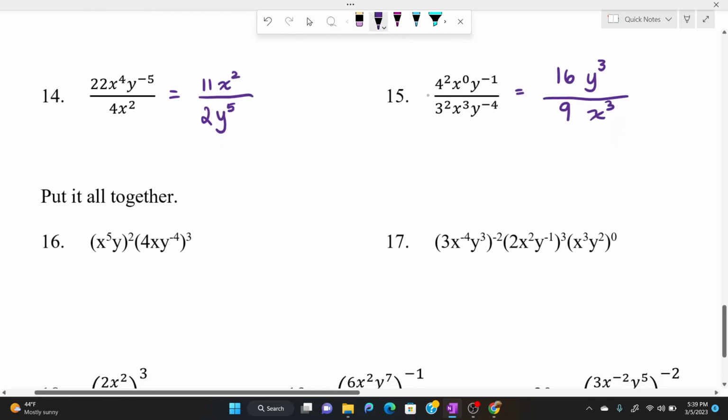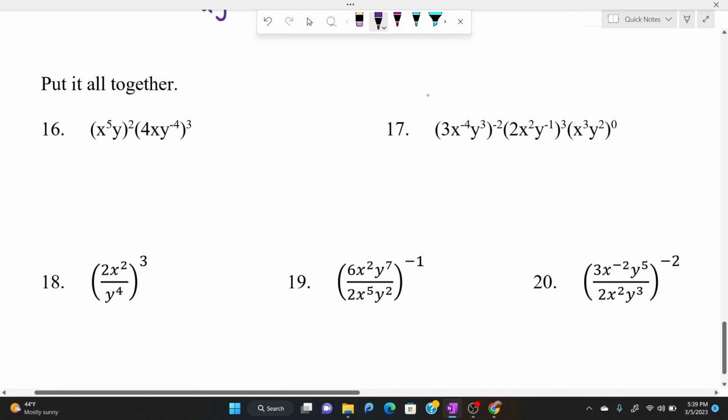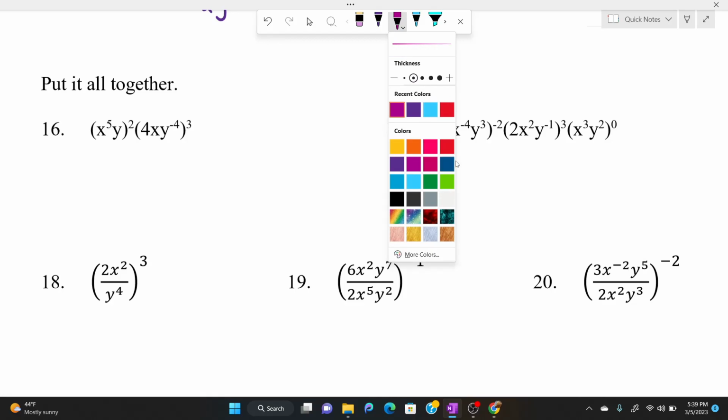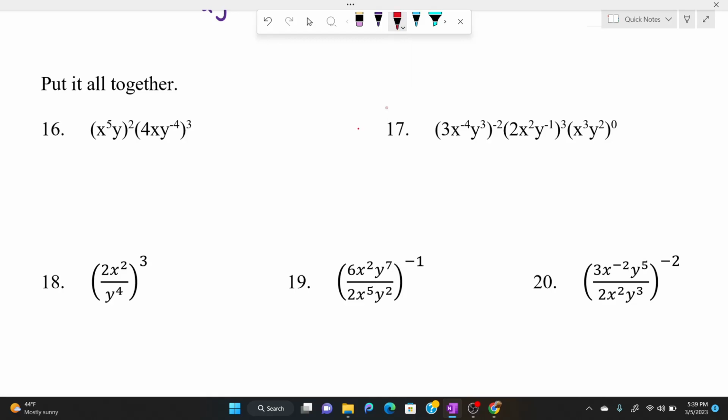Okay, putting it all together. Oh God. So these problems can get a little dicey, but you just have to go through them slowly, and they're, I don't know, I almost said fun. They're not really fun, let's be honest.